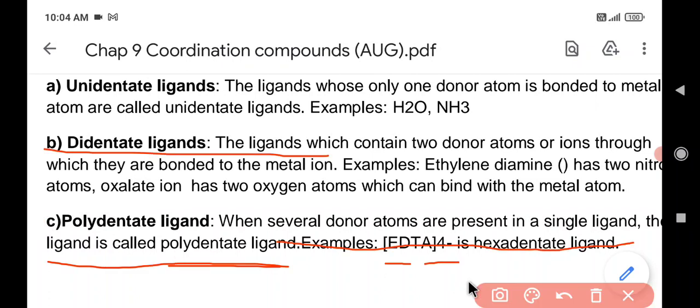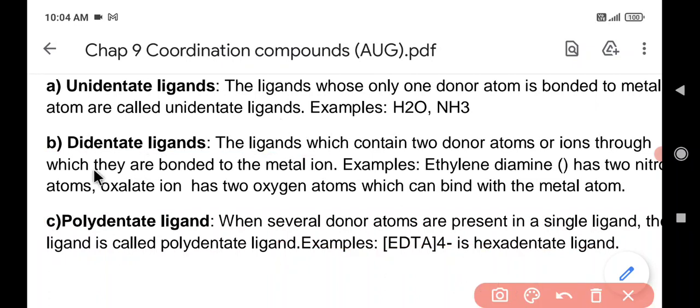In the case of bidentate or didentate ligands, they contain two donor atoms or ions through which they can be bonded to the metal ion. So a bidentate ligand can join at two donor sites. Example: ethylene diamine. Ethylene diamine is an example of a bidentate or didentate ligand.